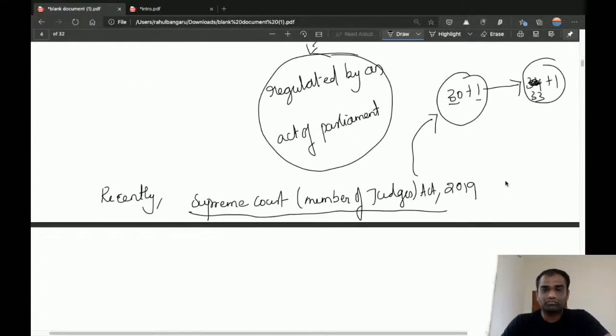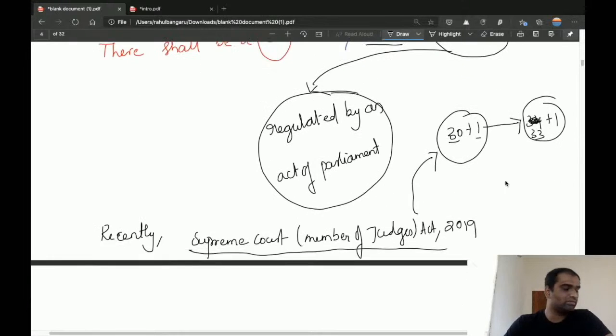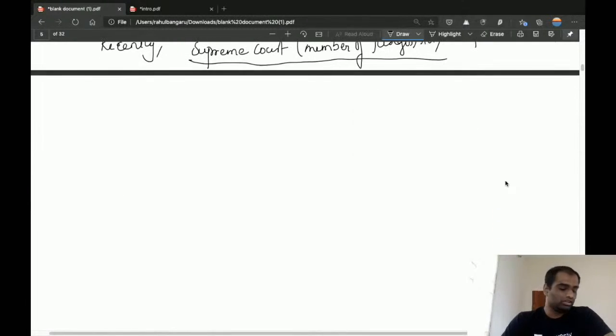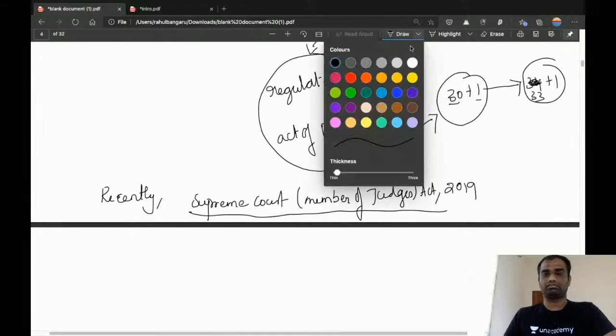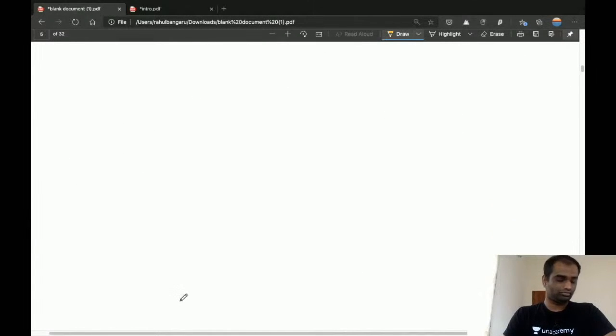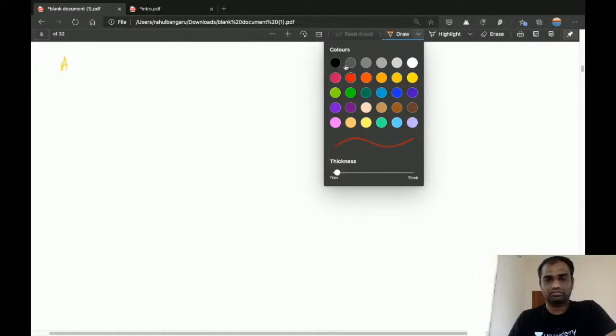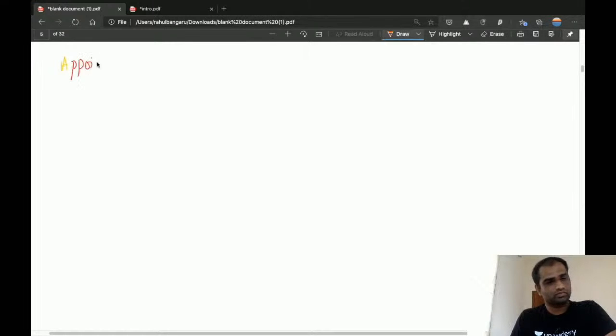Okay. See here everyone, this is establishment of Supreme Court. Is it clear everyone? Establishment of Supreme Court. Now next topic we will look at is appointment. Appointment to Supreme Court.